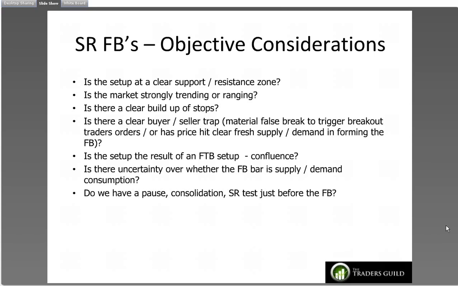Is there uncertainty over whether the FB borrows supply demand consumption? Obviously been over that. And do we have a pause consolidation SR test just before the FB? This is more important for swing FBs than SRs. A pause consolidation and SR test confirms the SR still has supply and demand within it, it confirms it as a decision point. And therefore when we have the breakout above it and then the close back below, we've had essentially supply demand flip to supply demand again, and that's been cleared. It's hard to explain without an example. I'll go over it in an example when we come into the charts.